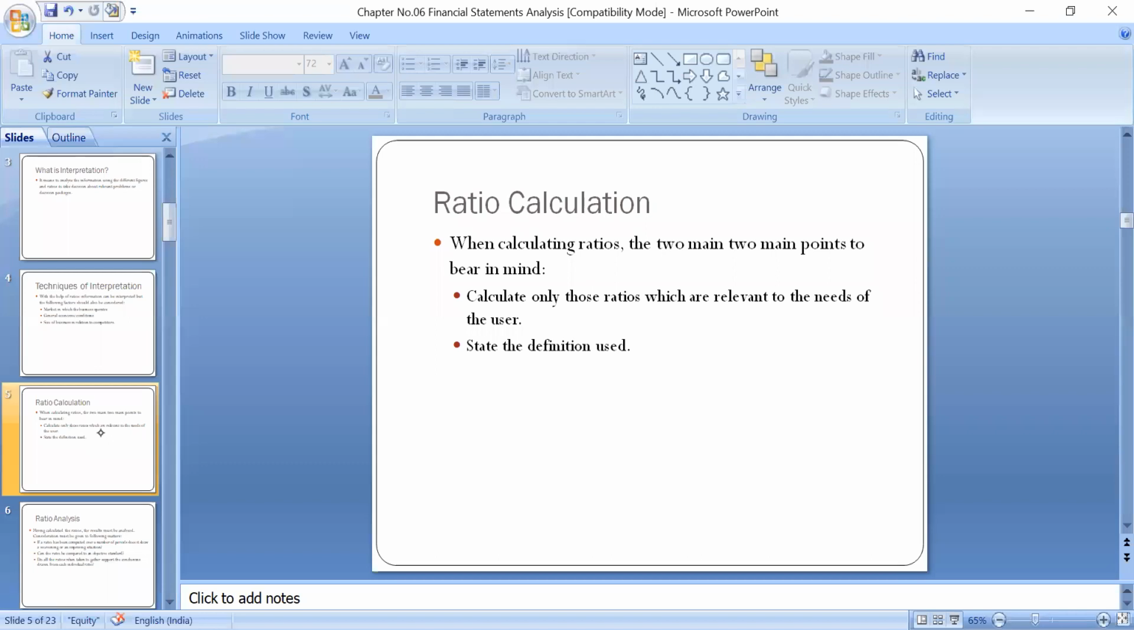For example, for management there will be separate ratios, for investors there will be separate ratios, and for lenders there will be separate ratios. Lenders will be interested in the ratios which are relevant to them, and investors are interested in the ratios which are relevant to them. Similarly, whenever we calculate ratios, it must be on the basis of the requirements of the users of the financial statements. Okay.